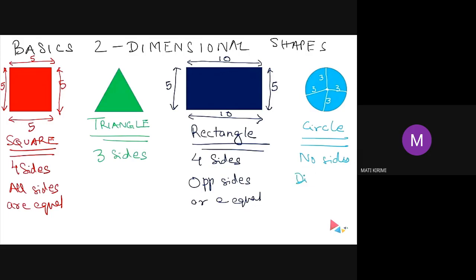and distance from center to the end is equal, right? So, we spent this lesson trying to understand the very basic two-dimensional shapes. I'm sure whenever you now see any one of these shapes, you'll be able to identify which one it is, whether it's a square, a triangle, a rectangle, or a circle. Thank you. Okay, thank you.